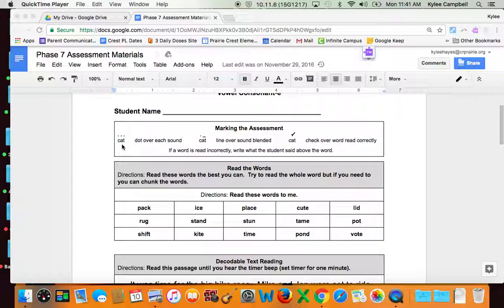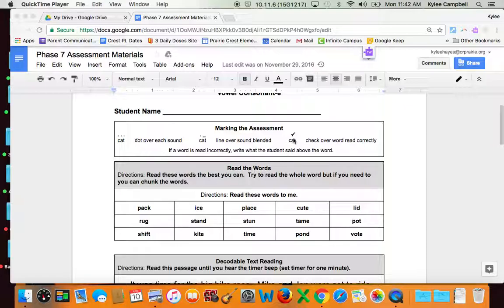If a student were to read the word place like p-l-a-s, we would place a dot underneath each sound. The next example would be the line over a sound blended. So if the student read the word place as pl, and then sounded out each sound after that, a-s, we would place a dot underneath each sound.